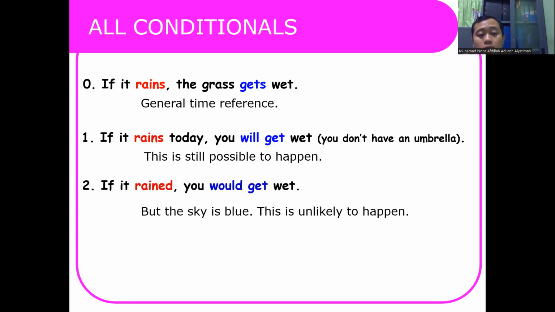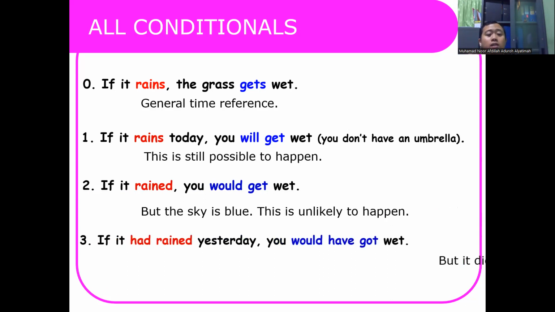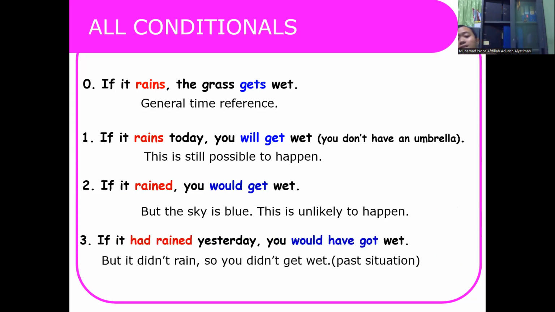Type 2: if it rained, you would get wet. Okay, this is unlikely to happen, because this is unreal conditional. Type 3: if it had rained yesterday, you would have got wet. Okay, this is for past situation. It didn't rain, so you didn't get wet.